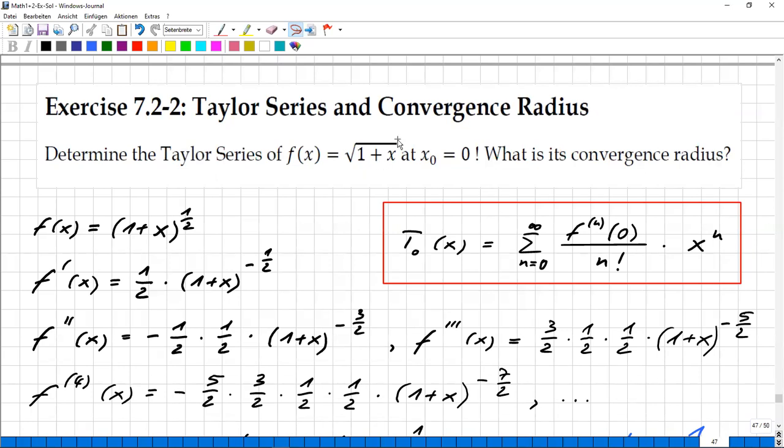Now, let's put this in the usual form, a power expression. You all know that the square root corresponds to an exponent of 1/2. So I have 1 plus x in parentheses to the power 1/2. And then I take the first derivative, f prime of x equals exponent gets factor 1/2 times expression, and the exponent is reduced by 1. So I get negative 1/2 as an exponent.